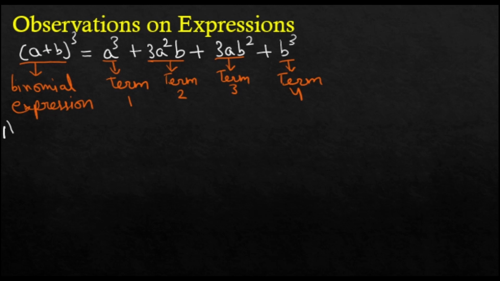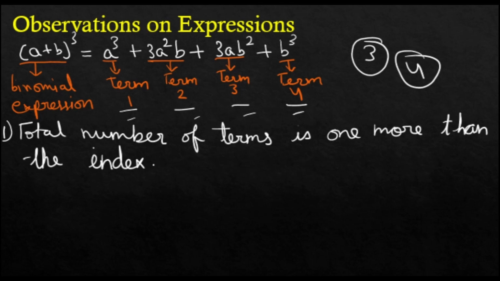Observations: 1. The total number of terms is 1 more than the index. As our index is 3, the number of terms is 4. The total number of terms is 1 more than the index.